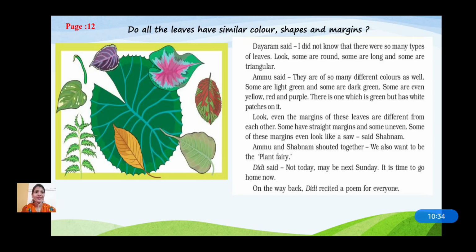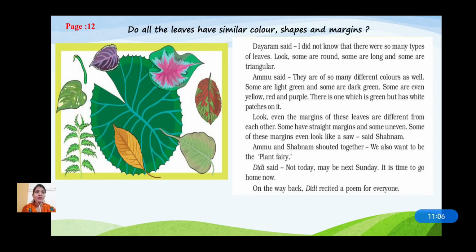Yes? Okay. Look, even the margins of these leaves are different from each other. Margin means the border. See, this margin. It has a curved margin. It has some crooked margin. It has something sharp, different types of margins. Isn't it? Then some have straight margins and some have uneven. Some of these margins even look like a saw, said Shabnam.